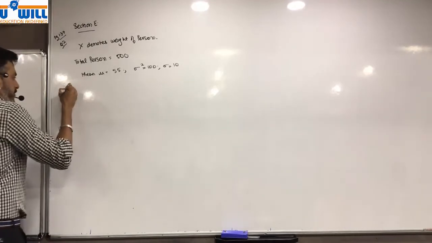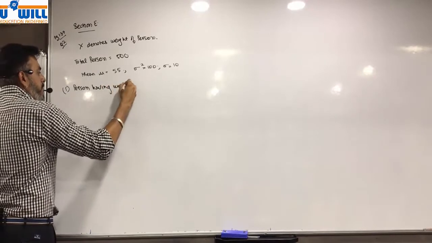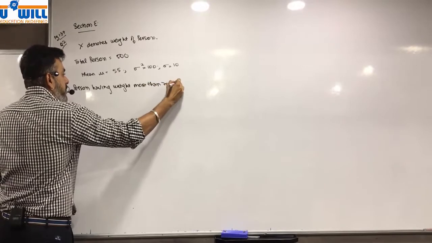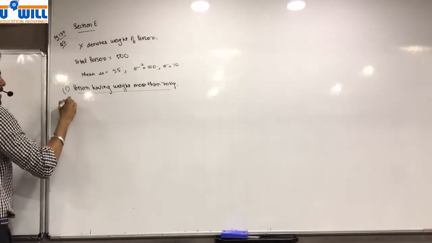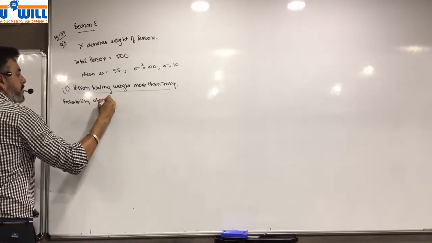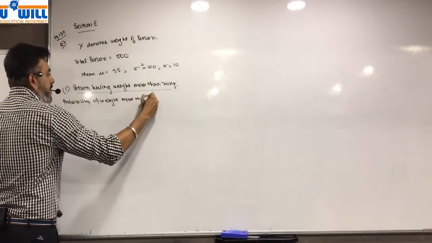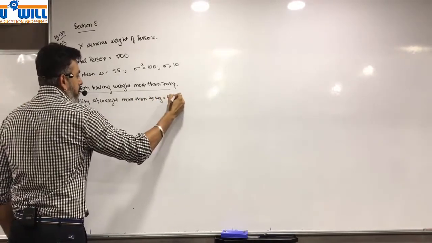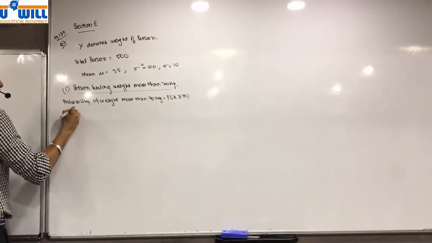We start with first, persons having weight more than 70 kg. So we first find the probability of weight more than 70 kg, which is equal to probability of X greater than equal to 70, using z score.